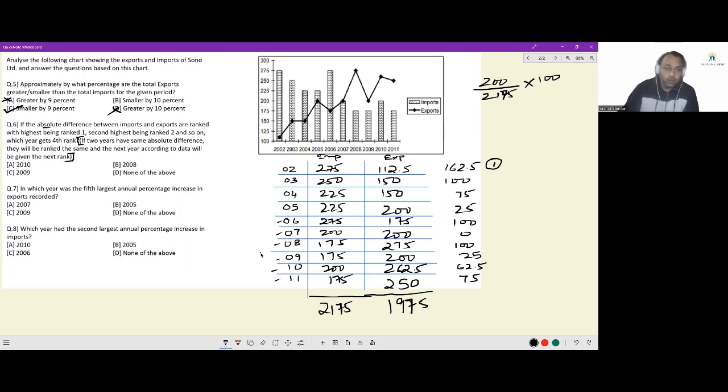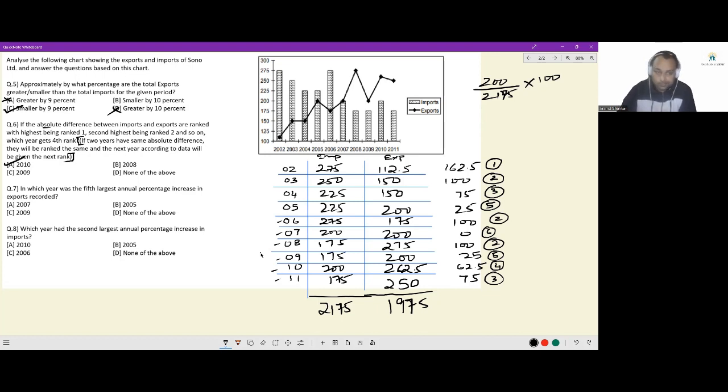So what is to be done? If 2 years have the same absolute difference, they will be ranked the same, and the next year, according to data, will be given the next one. So these years will be ranked 2, 2, and 2. And the next year, according to data, 75, 75, they will be ranked the same also. 3 and 3. And therefore, rank 4 will be this. This will be rank 5. This will be rank 5. This will be rank 6. Finally, they've asked me for the fourth rank. The fourth rank is obtained in the year 2010.